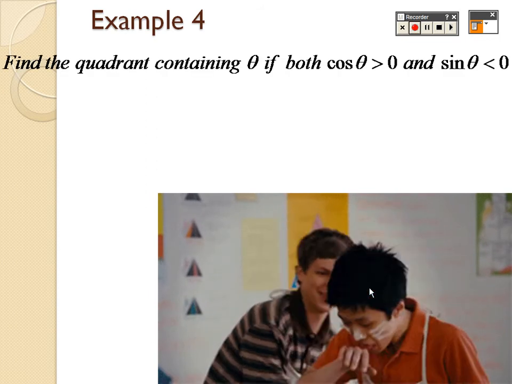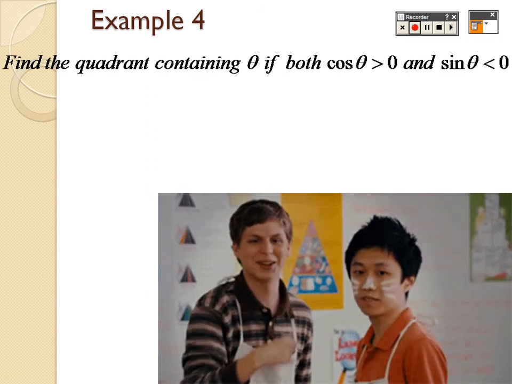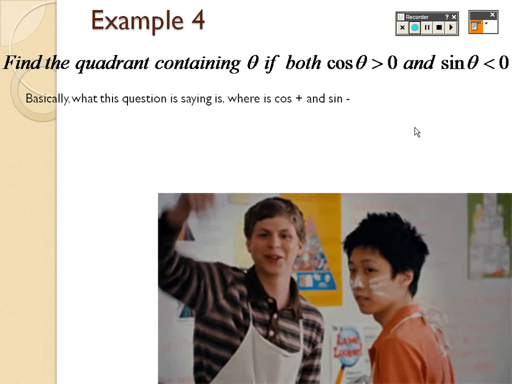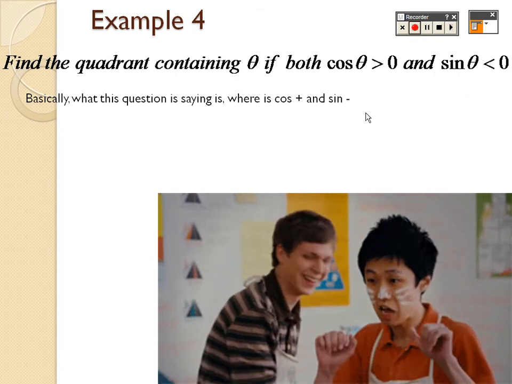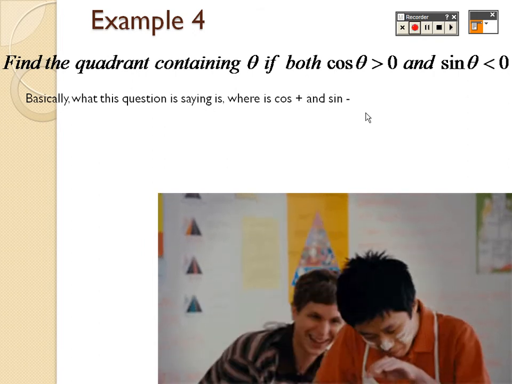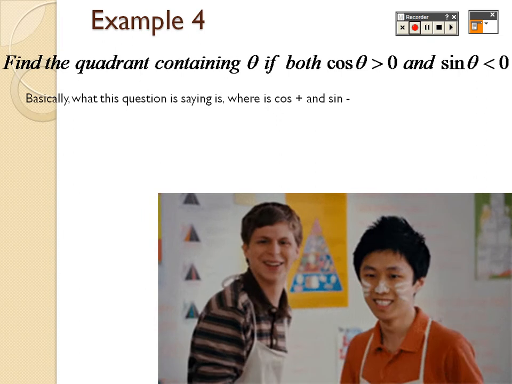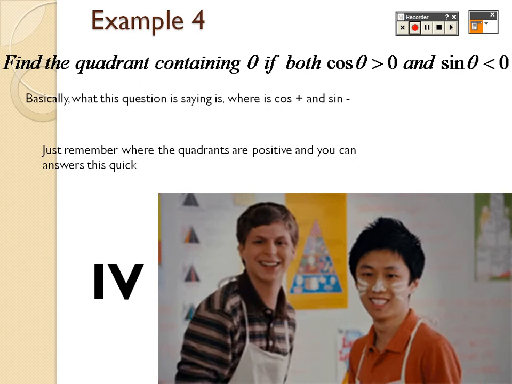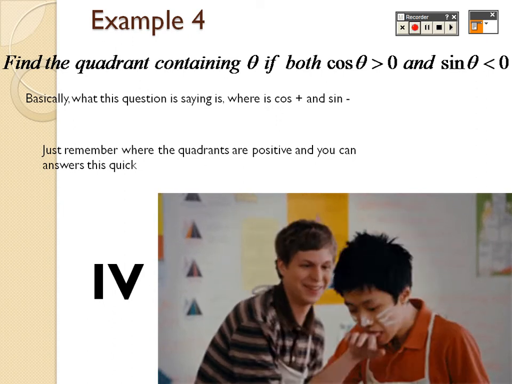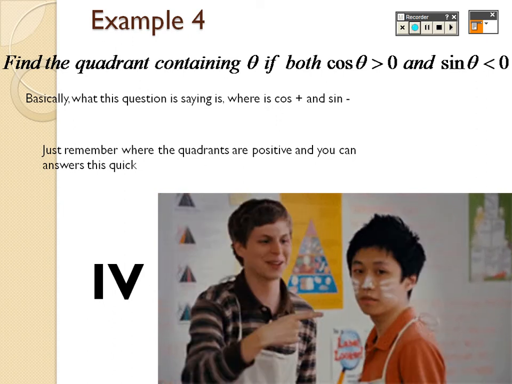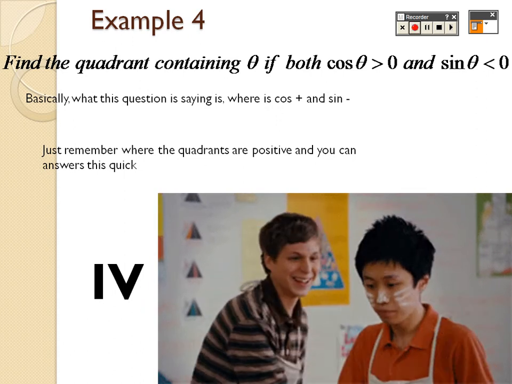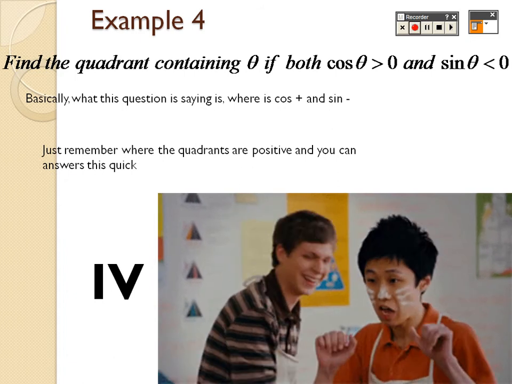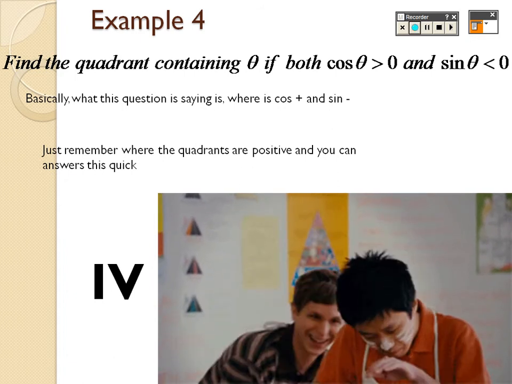Example 4, find the quadrant containing theta if cosine is greater than 0 and sine is less than 0. Okay, so basically here's what it's saying. Where's cosine positive and sine negative? Look at your unit circle paper. The only spot where cosine is positive and sine is negative is in quad 4. Right? Cosine is positive in the first one because all of them are. And it's not positive anywhere else except for number 4. So the only place where cosine is positive and sine is negative is in quad 4.